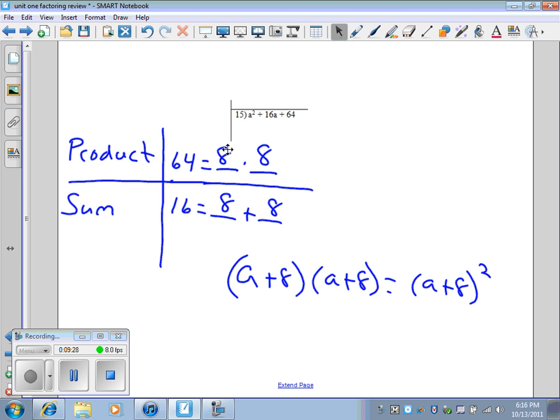squared. Now, another thing you could have looked at was, because 64 is 8 to the second power, and the middle term is positive as a sum, you could have jumped straight to a plus 8 to the second power and tried it out.